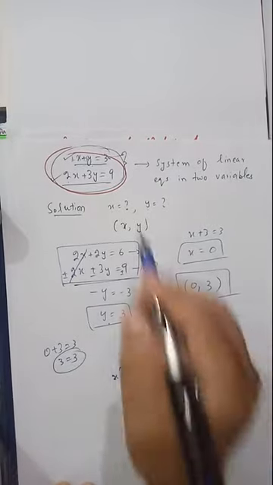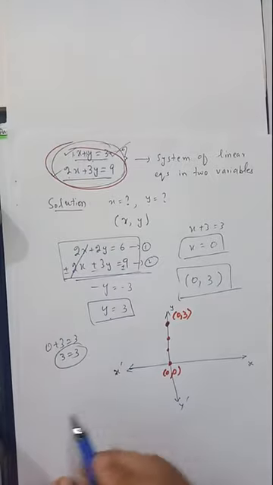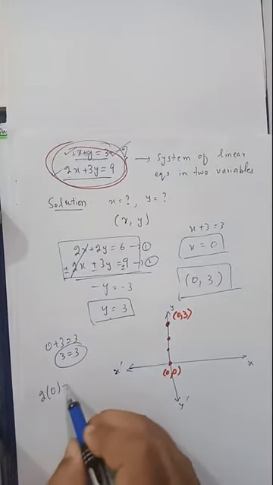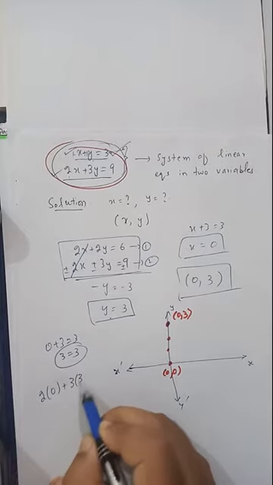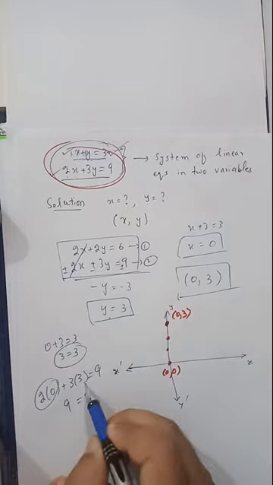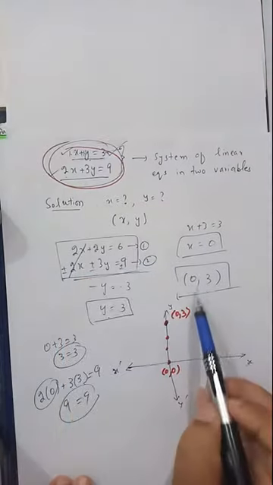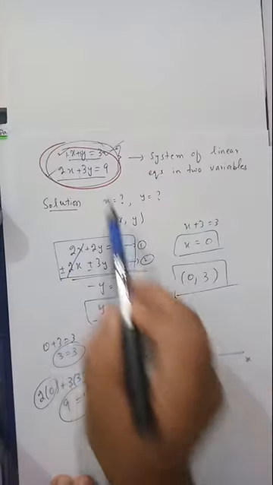So for (0, 3) this equation is satisfied. If I put this (0, 3) in this equation, 2 multiplied by 0 plus 3 multiplied by 3 equals 9. So 9 equals 9. This is 0, 3 multiplied by 3. So this point also satisfies this equation. It means this is also the solution of this, and this is also the solution of this.